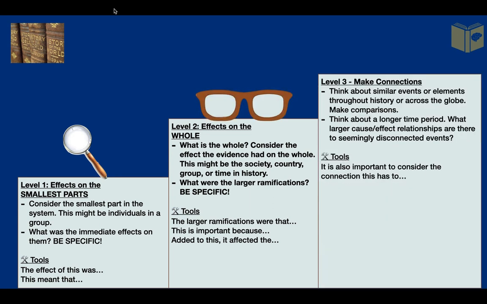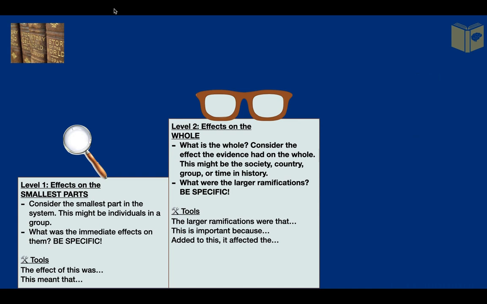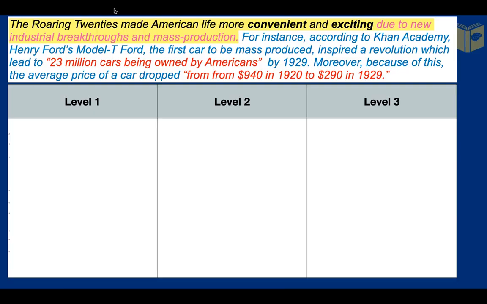Level 3 then is going to be making connections to similar events across history or across the globe, or about a longer time period and what further cause effect relationships there are. However, for your essay in English, we are not going to be doing a level 3 for history, so don't worry too much. Now, I do want to show you a quick example of what this might look like. Again, don't worry about level 3.